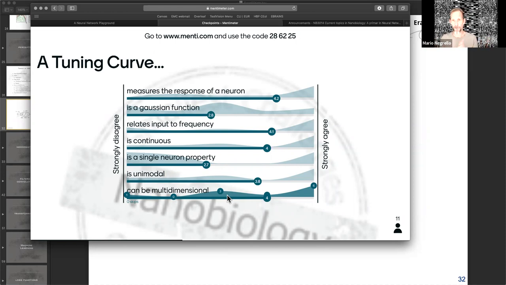Recent Nature papers looking into joint encoding of color and orientation have discovered that not only can they be multidimensional, they're best represented by multiple dimensions. It's not like you have one neuron for a single orientation and one neuron for color. You actually have neurons that jointly encode orientation and color. So you basically have a 45 degree yellow. Imagine that.